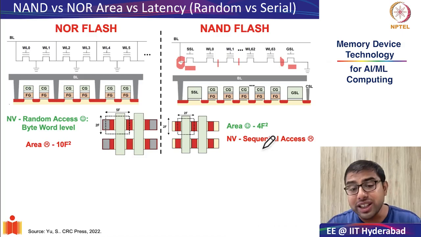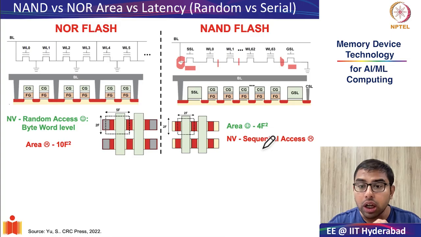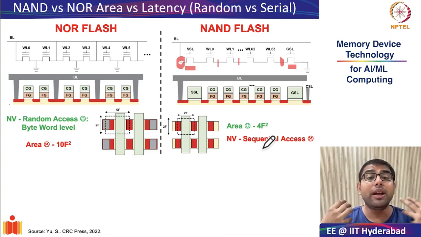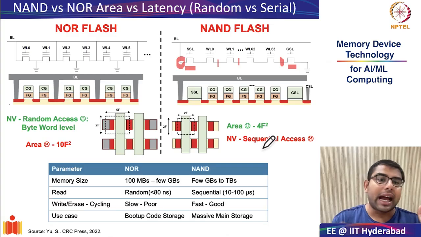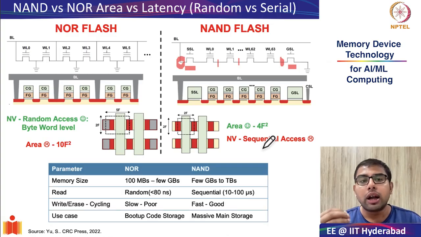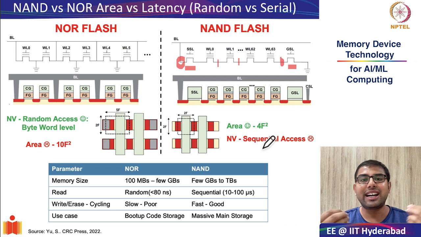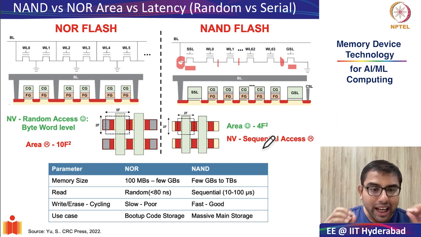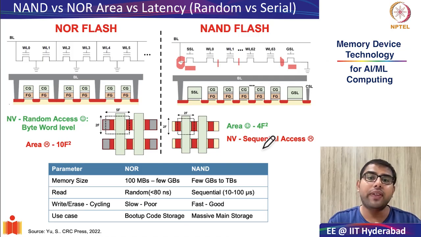But since the sequential access, which will be much slower, is also non-volatile in nature, it can be really effectively employed for very high density storage. And this is why the trade-off between area and sequential versus random access between NOR flash and NAND flash lends very important distinction in the use cases, or in the places that they are employed in the entire memory hierarchy.